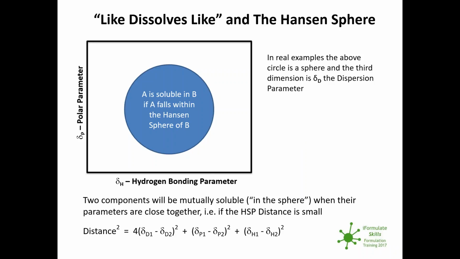Now, we say that A is soluble in B if A falls within the Hansen sphere of B. So there is a zone, the Hansen sphere, in which 2 components are mutually soluble within each other. And that means that the HSP distance is small for A to be soluble within B. And so very often we plot a sphere which shows the solubility of a solute within a number of different solvents.